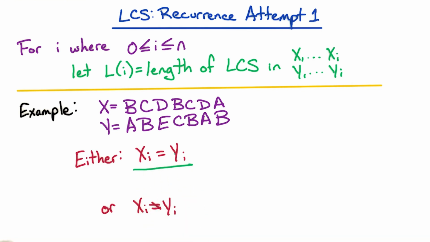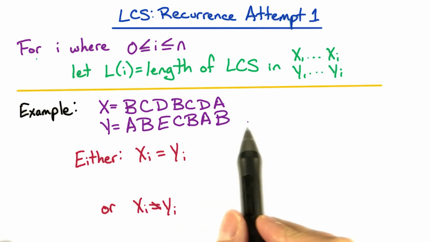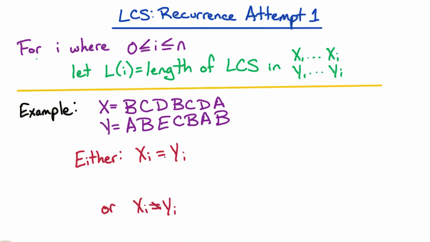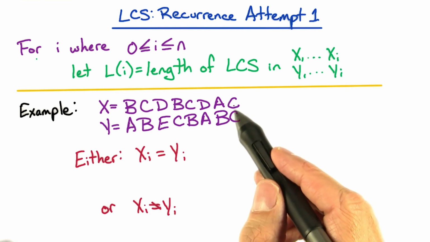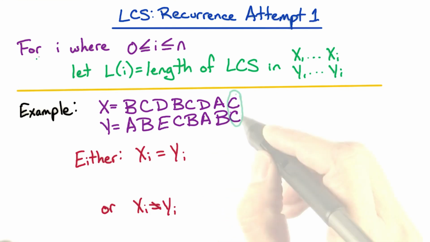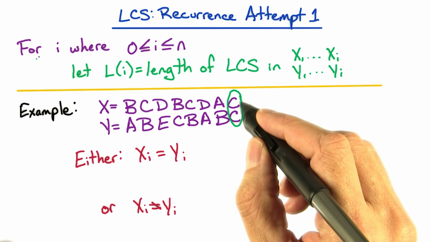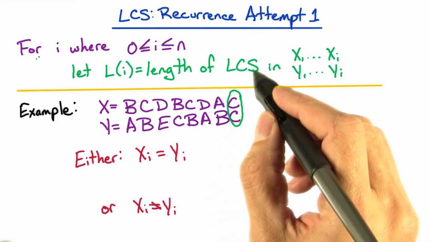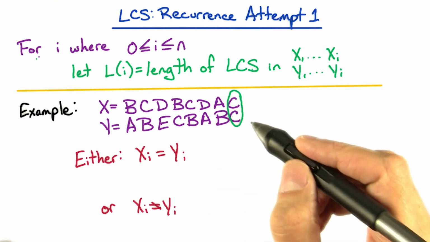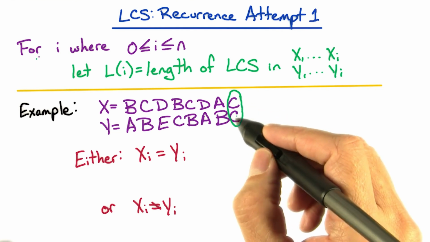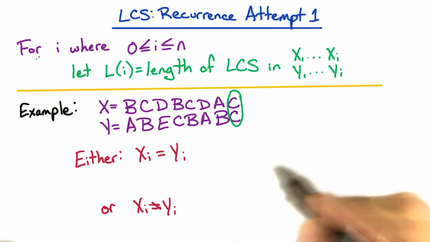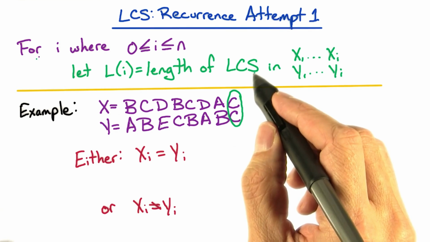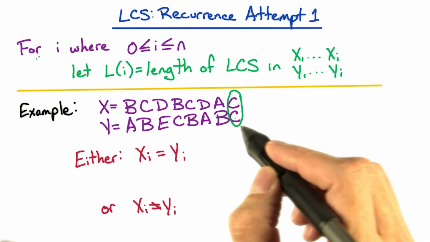xi equals yi. The last characters are the same. This turns out to be the easy case. Now let's modify our example so that the last characters are the same. So I append on character c onto the end of both strings. Now in this case, where the last character is the same, what do we know about the longest common subsequence? Well, we know it must end in this common character. Why? Well, give me a common subsequence, and suppose it does not include this last character.